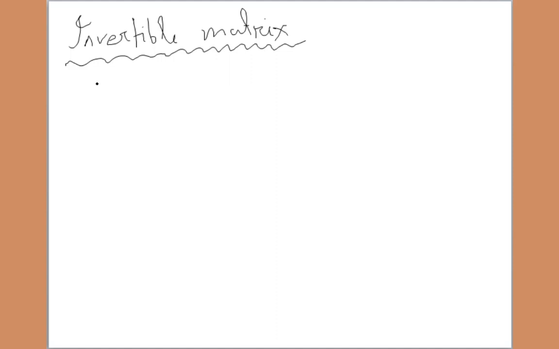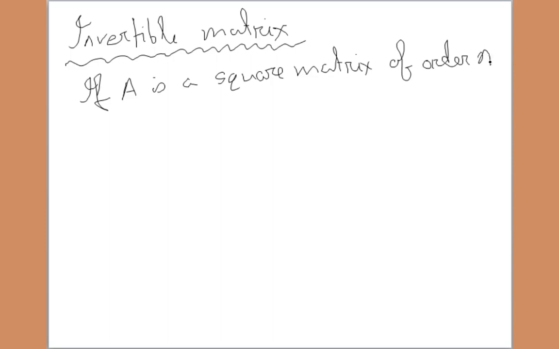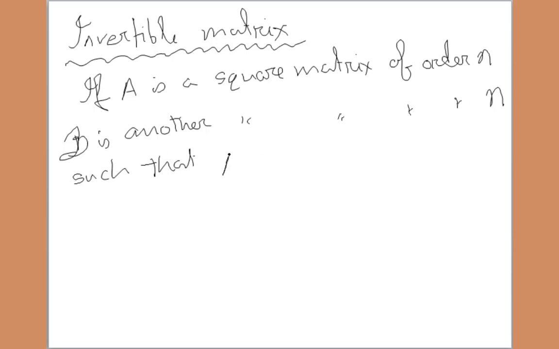Invertible matrix. If A is a square matrix of order n, order n means the number of rows and the number of columns is n, and B is another square matrix of order n, such that AB is equal to BA.